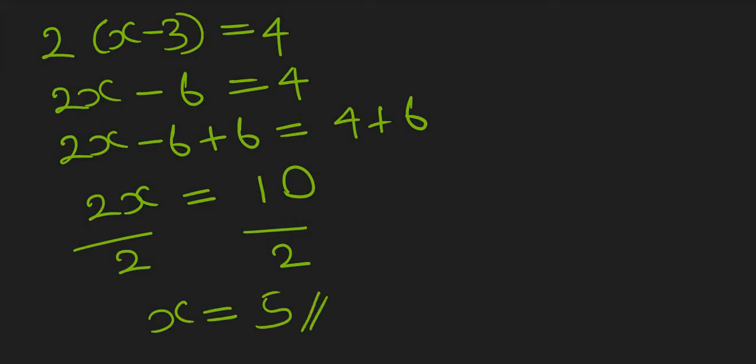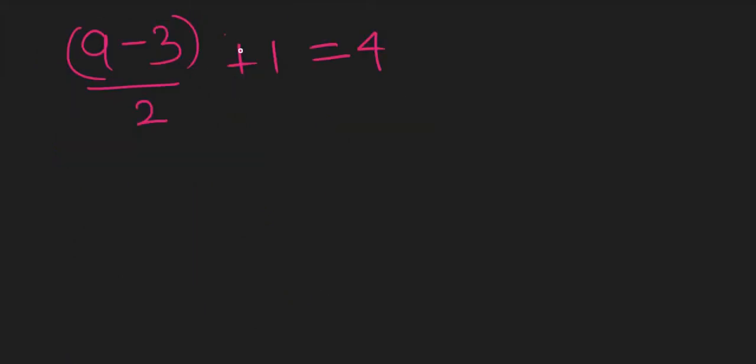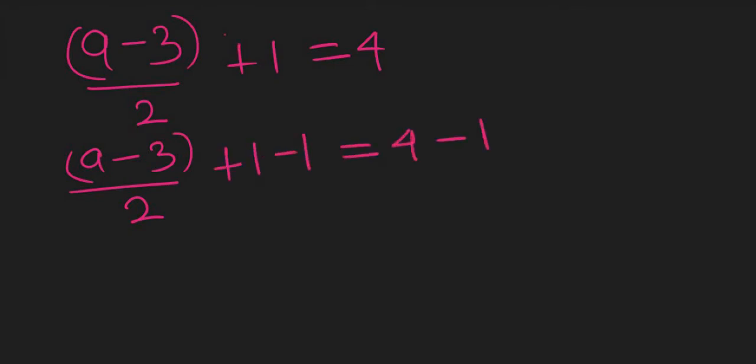Let's look at another example. Now look at this example. a minus 3 divided by 2 plus 1 equals 4. In this kind of situation, we need to first eliminate plus 1. In order to eliminate plus 1, we add minus 1 to both the sides of the equation. Therefore, we are left with a minus 3 divided by 2 equals 3 over 1.